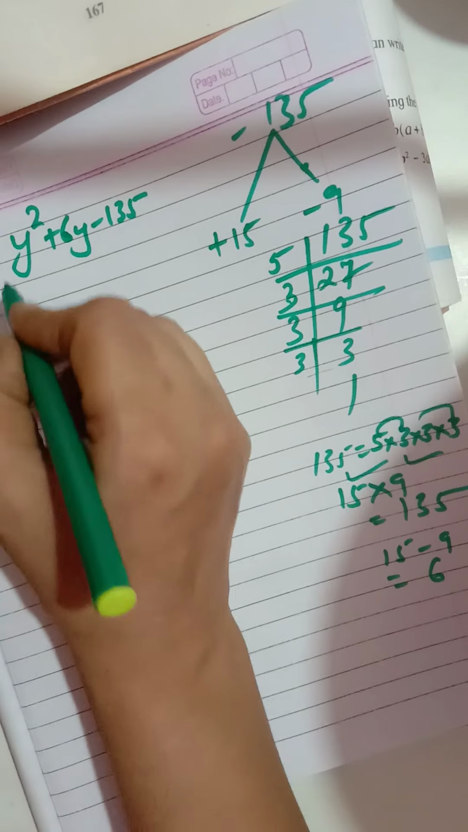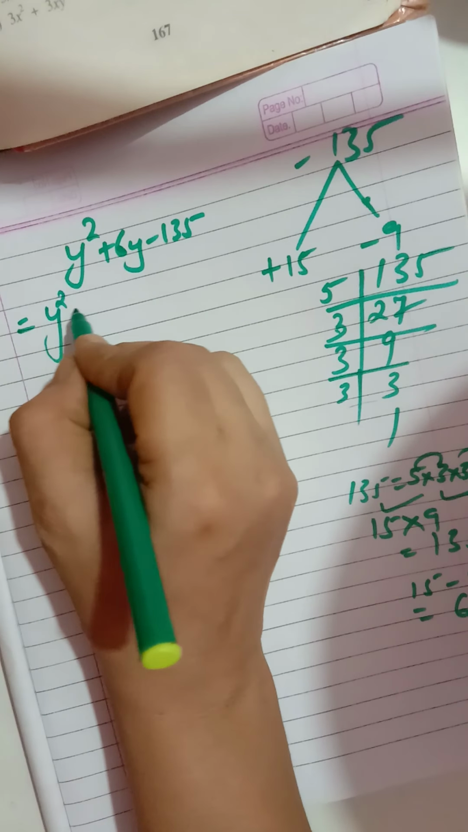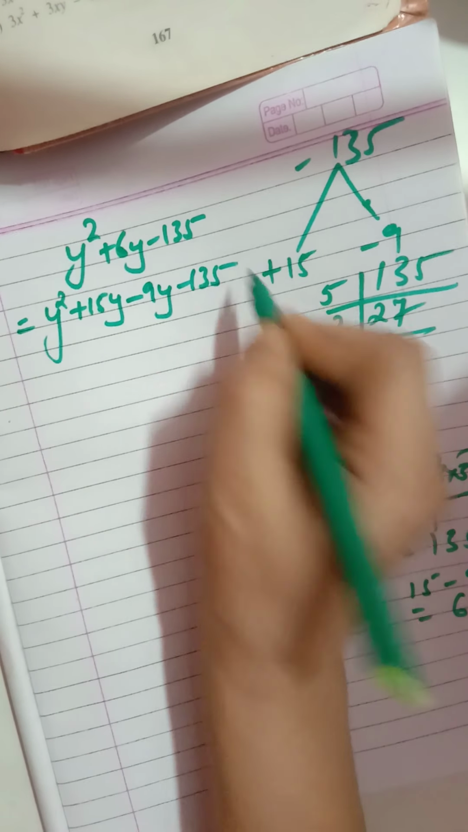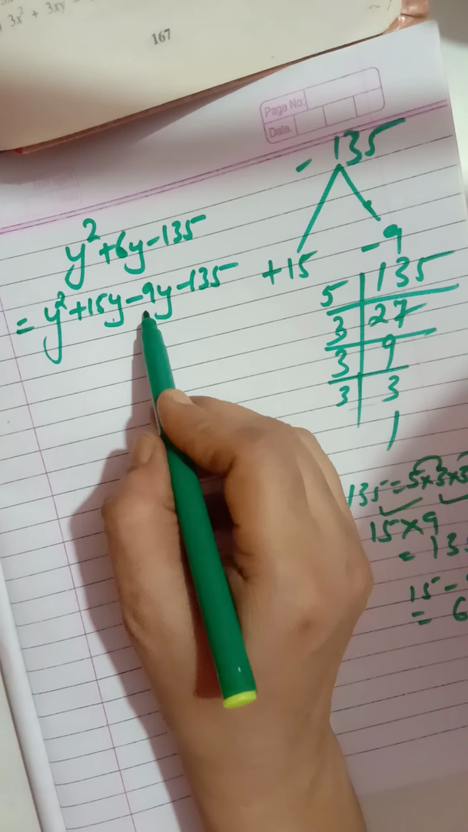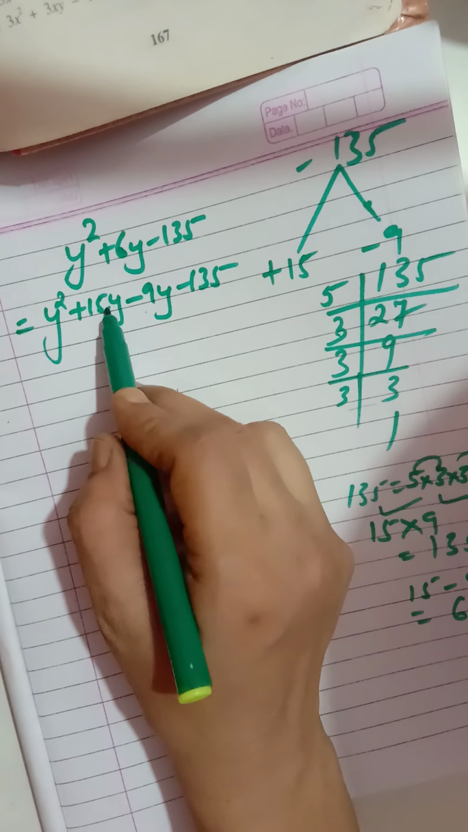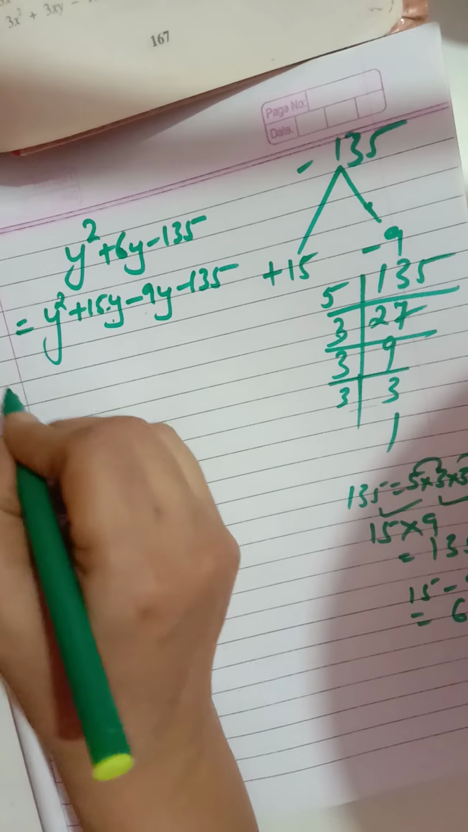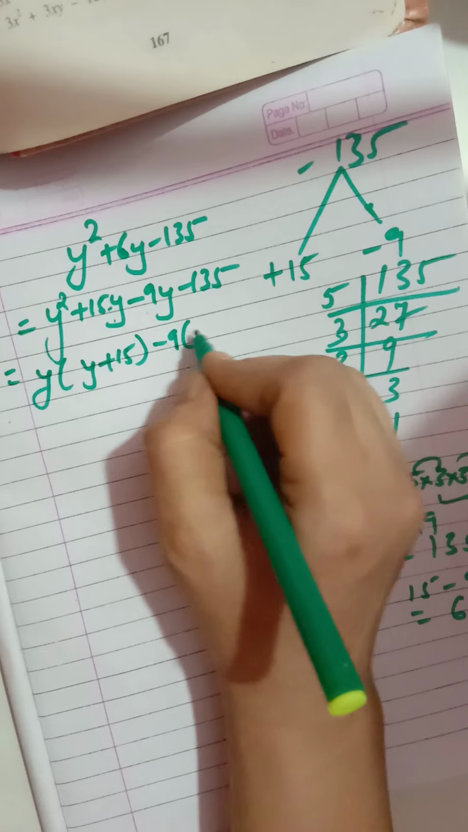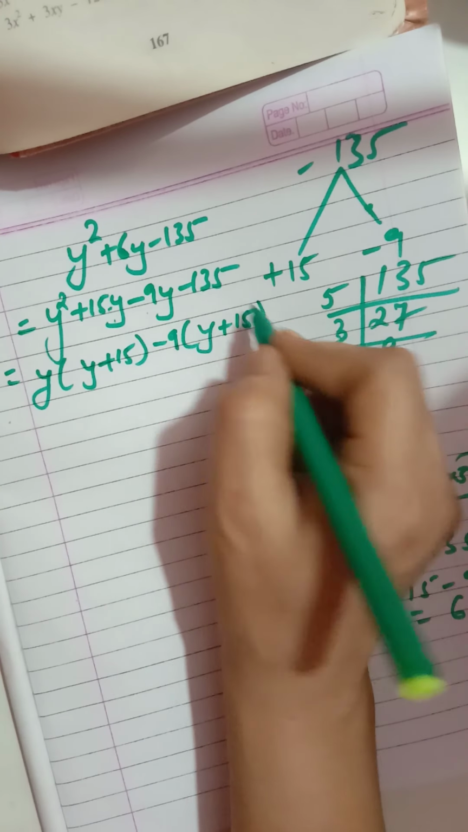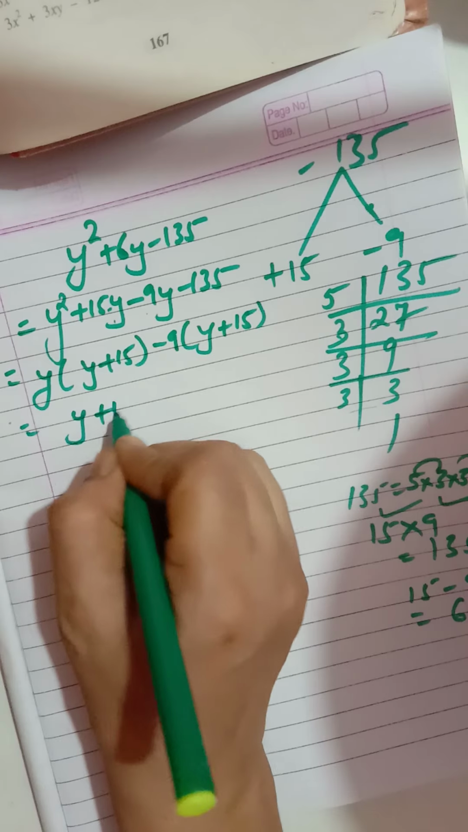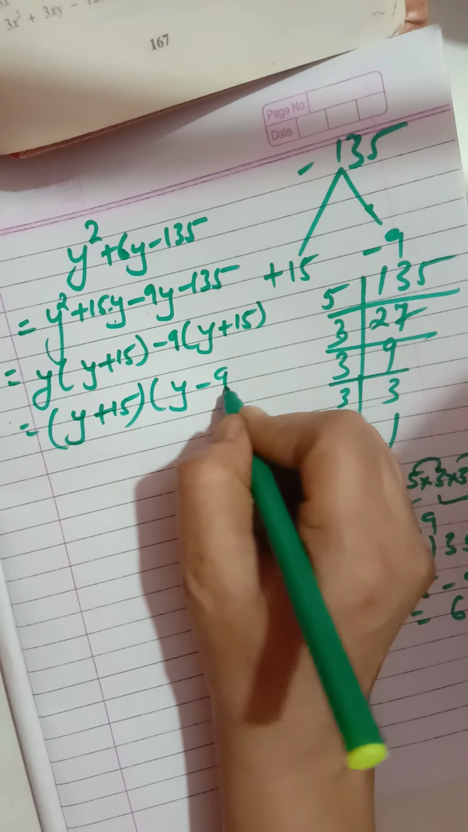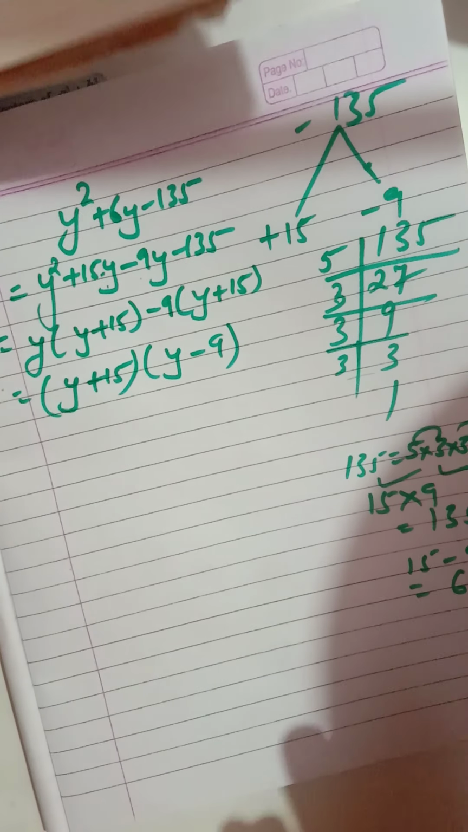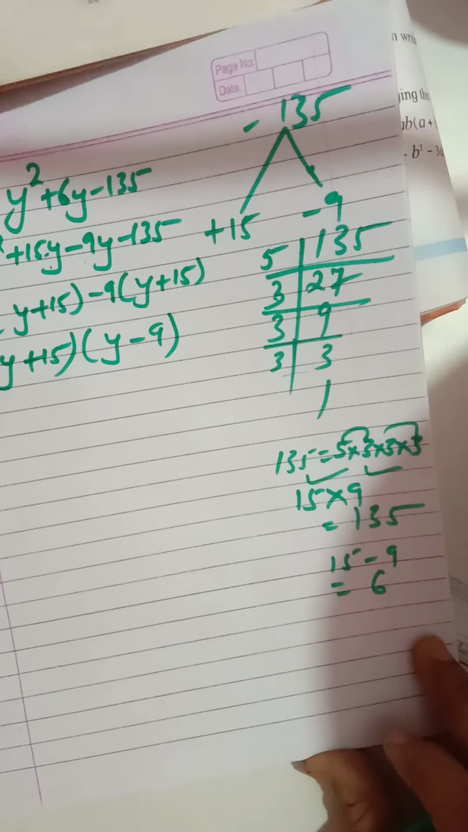Now, same method. This is equal to y square plus 15y minus 9y minus 135, because 15 minus 9 is plus 6y. So this is equal to y common, y plus 15, minus 9 common, because the minus sign is common, so it will be y plus 15, because 9 15s are 135. So this is y plus 15 and this is y minus 9, first bracket. Clear, children? So by using this factorization method you can find the factors easily, and it will be easy for you.